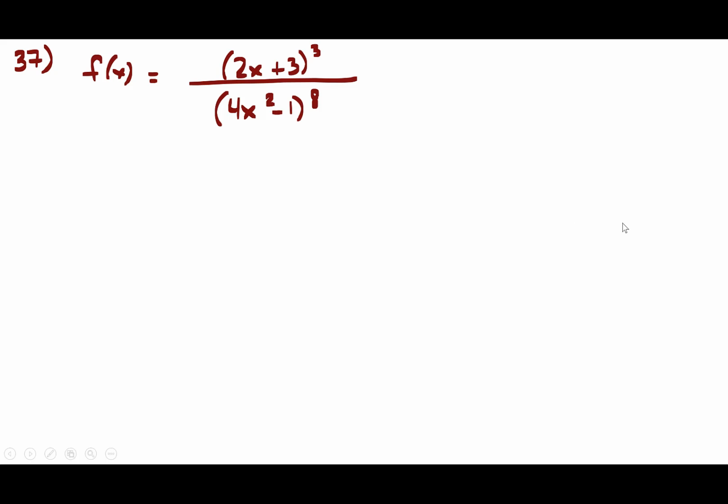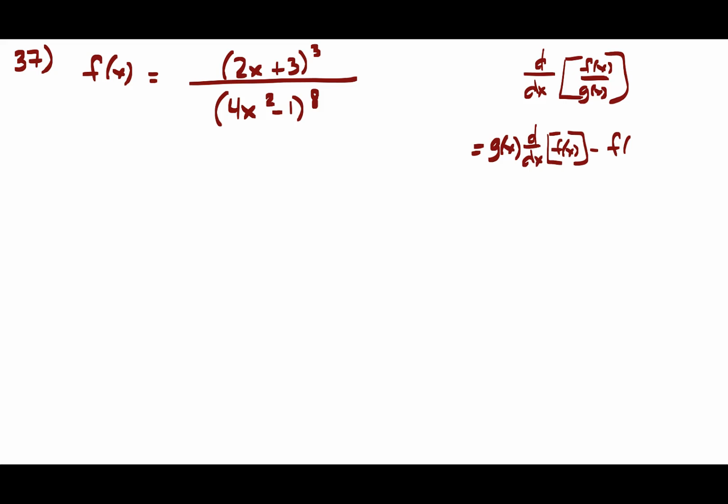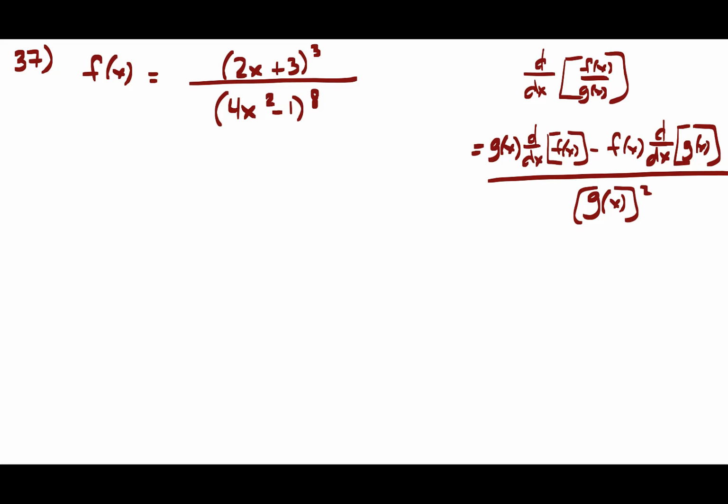So number 37. I have a function, and it looks like it's a rational function, so I know I'm going to use the chain rule at this point. Just to remind ourselves, the derivative of f over g is the g function, the bottom function, times the derivative of the top, minus the top function times the derivative of the bottom function, over the bottom function squared. So we're going to use that rule.